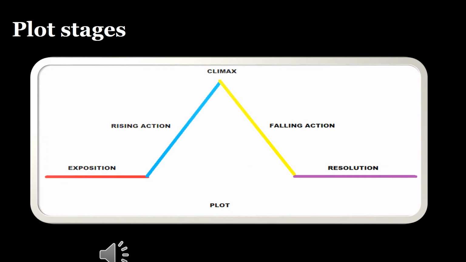In literature, most stories are divided into 5 stages: the exposition, the rise in action, the climax, the fall in action, and the resolution. So let's go deeper into each stage using the lottery to exemplify them.